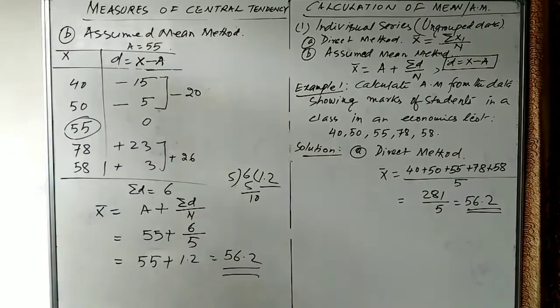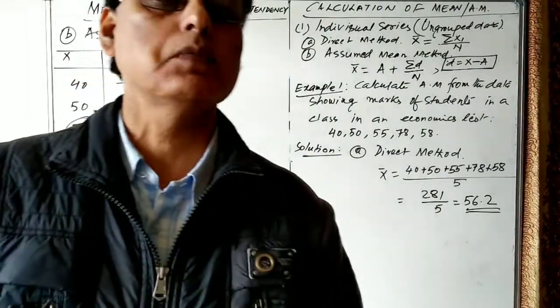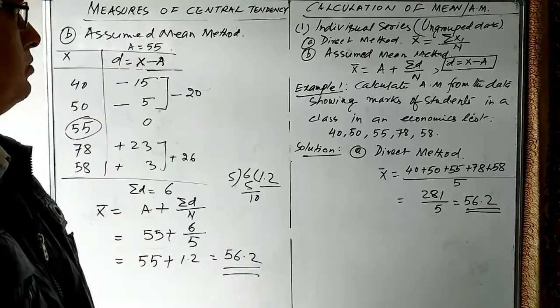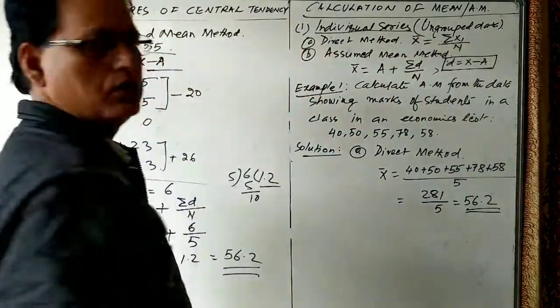So these are the two methods used for the calculation of arithmetic mean for the individual series. I think this method is clear to all of you. Okay, thank you.